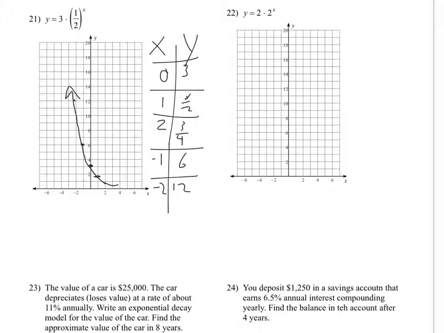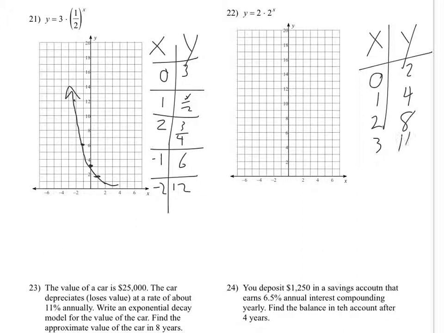Okay, let's do number 22. If I plug in a 0, I get 1 times 2 is 2. If I plug in a 1, I get 2 times 2 is 4. If I plug in a 2, I get 4 times 2 is 8. If I plug in a 3, I get 8 times 2 is 16. And if I did it the other way, I get -1, so I get 1/2 times 2 is 1. If I plug in a negative 2, I would get 2 to the negative second is 1/4 times 2 is 1/2. So that's what I get.